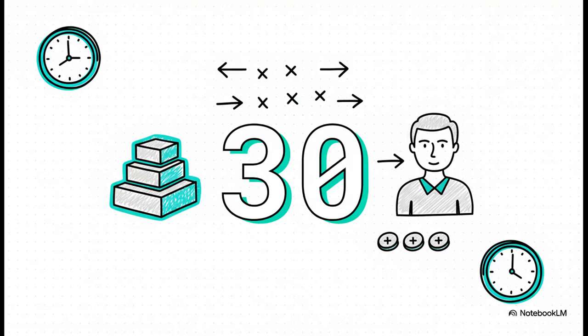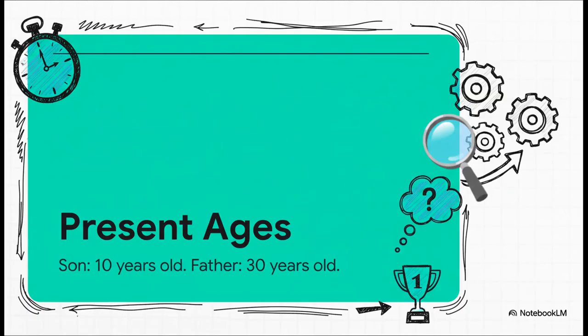We're not done yet. We know the father's present age is 3 times x. Well, since x is 10, we just multiply 3 by 10 to get 30. So the father is 30 years old. And there's our final answer. The son is 10, and the father is 30.